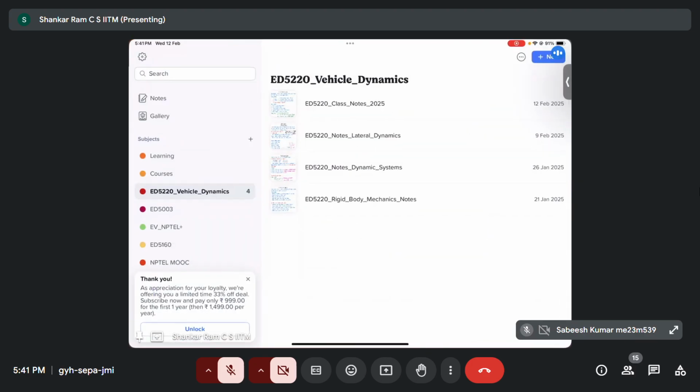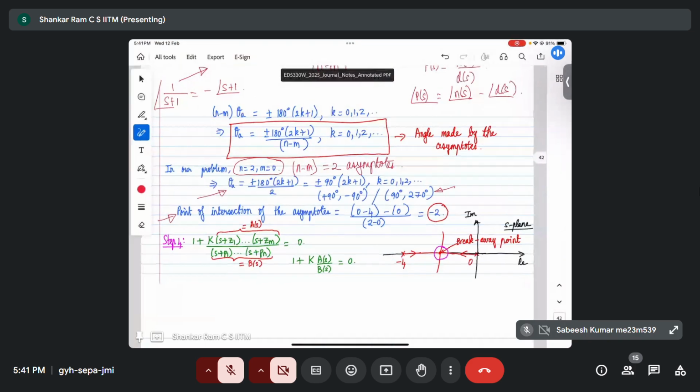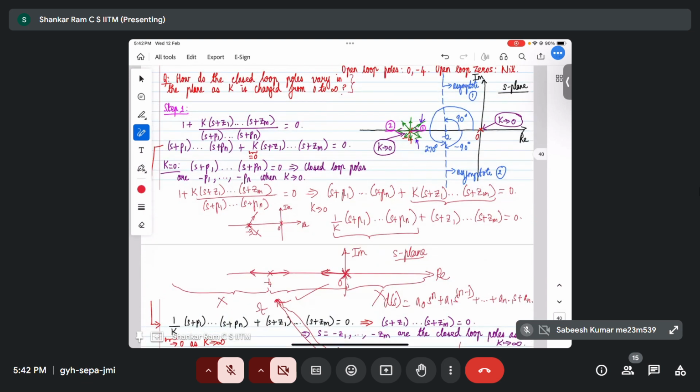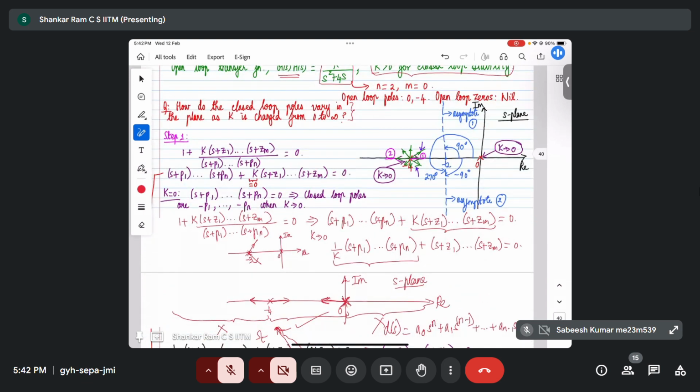So if I use that, what will happen? Sum of open loop poles means what are the open loop poles? 0 and 0 and -4. 0 and -4. So this is the sum of open loop poles minus the sum of open loop zeros. There are no open loop zeros in this example. Divided by n minus m, which is 2. So what do we get? We get -2. So I hope it's now clear why I drew asymptote 1 at an angle of plus 90 degrees and asymptote 2 at an angle of minus 90 degrees or 270 degrees.